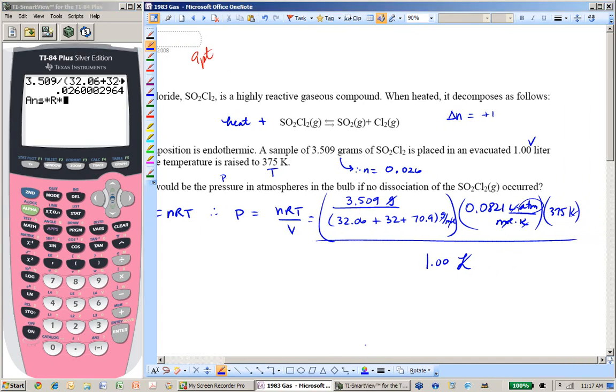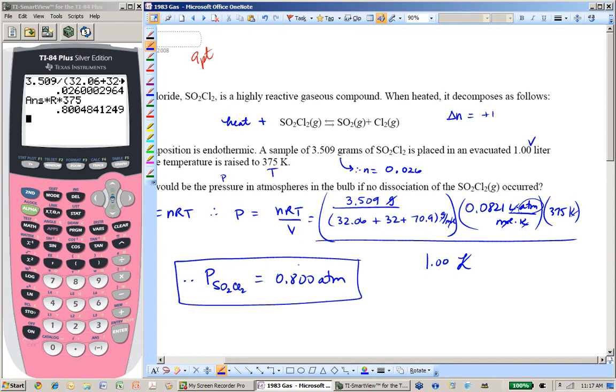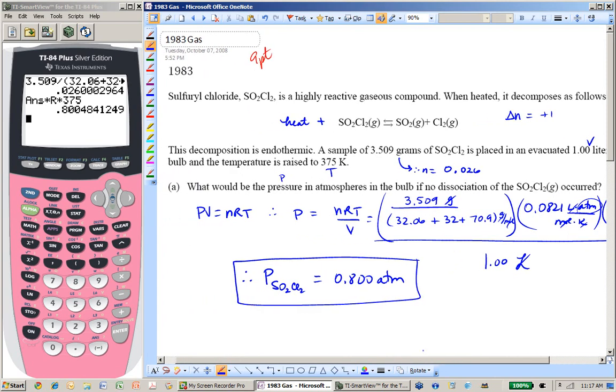Times 375, all divided by 1, so I don't even need to bother with that. So there we go. We come out with a pressure of SO2Cl2 equal to 0.800 atmospheres. That's 3 sig figs. Is that a good choice? 4, 3, 3. Yep, I'm going with 3.